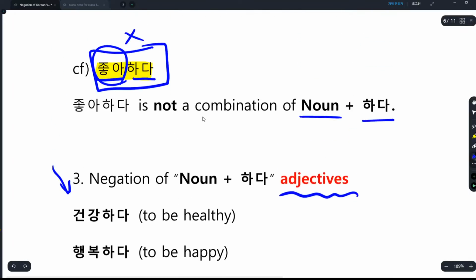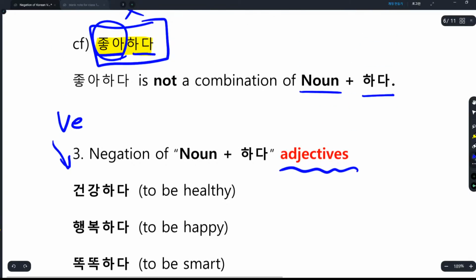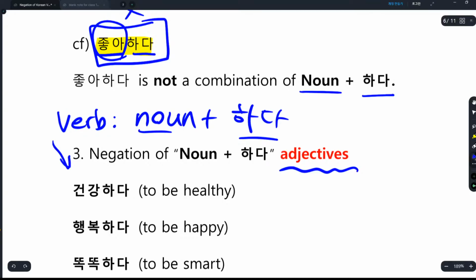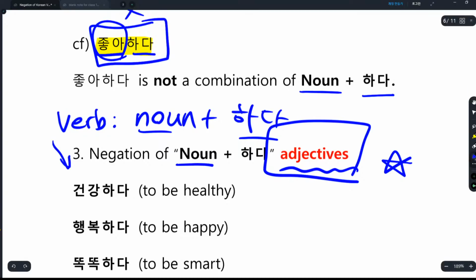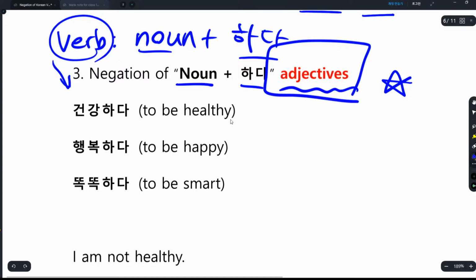So we just learned that when it's a verb that is a combination of noun plus 하다, we have to separate noun and 하다 when negating, right? But when we're talking about adjectives, not verbs, adjectives that are the combination of noun plus 하다, and you're trying to negate it, it works differently from their verb equivalent. So let's look at the example adjectives that are the combination of noun plus 하다.